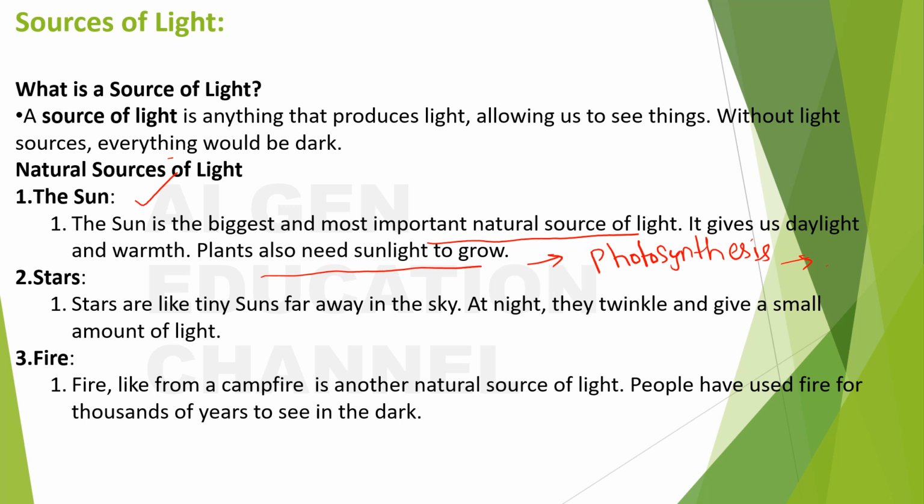Okay. Next, stars. What are stars? Stars are like tiny suns far away in the sky. At night they twinkle and give a small amount of light. This is nothing but a way of saying that even the stars are natural sources of light. Okay. Next, fire. Fire is also a natural source, right? When I say candle, candle is artificial, but fire is a natural source of light. People have used fire for thousands of years to see in the dark.